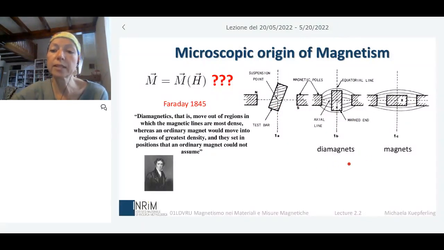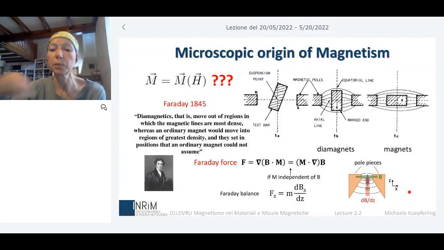What he found is that there are two different kinds of material. One he called diamagnets, which rotate 90 degrees with respect to the magnetic field, and the other, magnets, which rotate along the direction of the magnetic field. Nowadays we know that diamagnets, as I mentioned last time, have a negative susceptibility, so they are repelled by a gradient of a magnetic field, and magnets, which are nowadays called paramagnets or ferromagnets, are attracted by the gradient of a magnetic field.